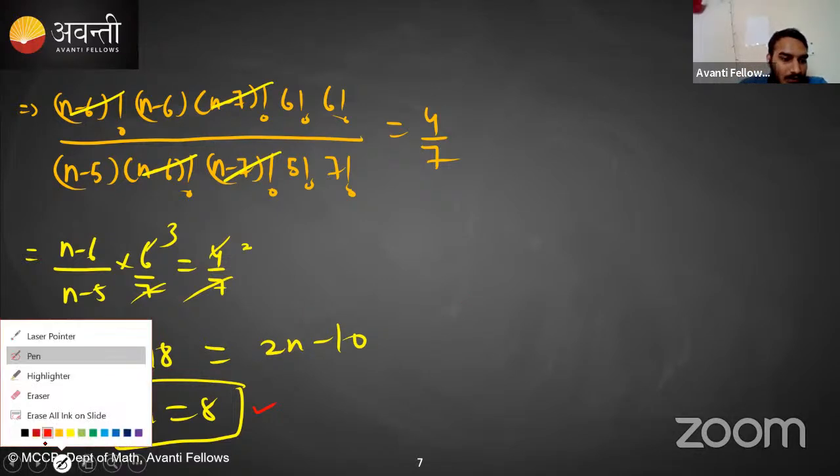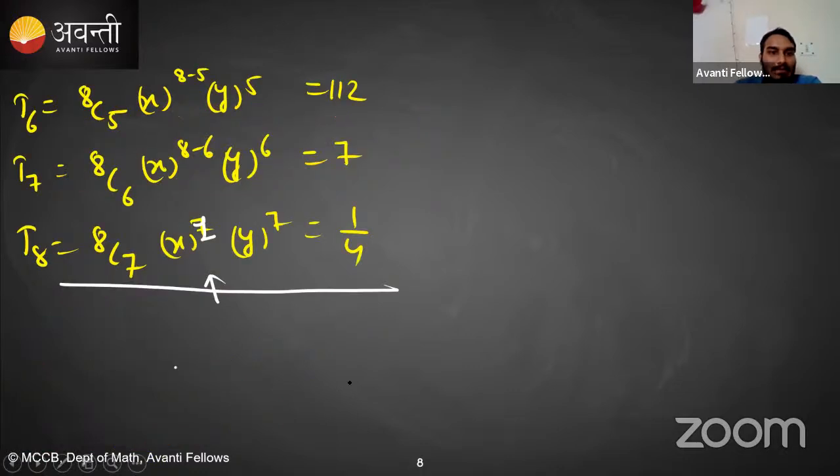So now, students, what do we do? After that, I said write T6, T7, T8 again. So T6, T7, T8 is 8C7 like this. Concentrate on the third equation. This third equation, T8, is 8C7 x^1 y^7 equal to 1 by 4.